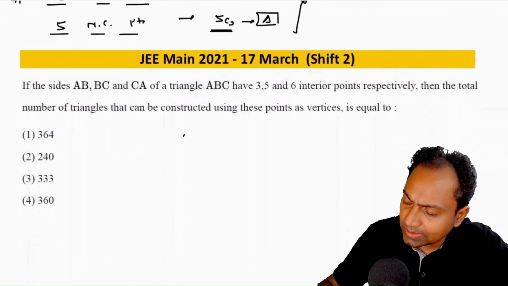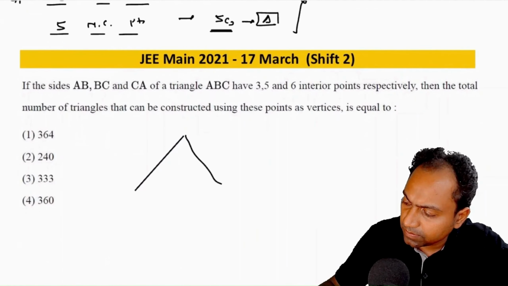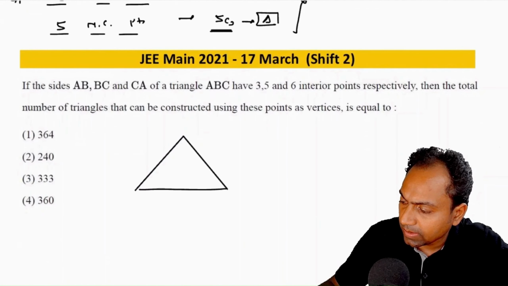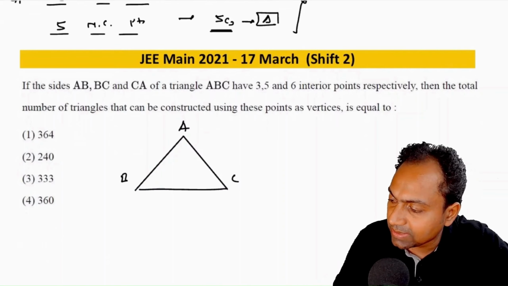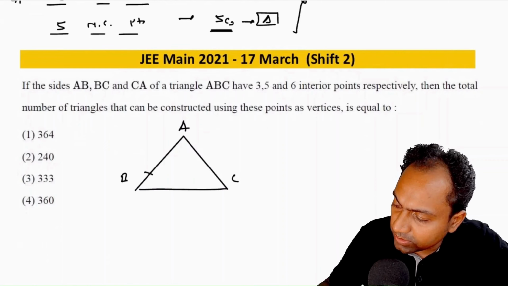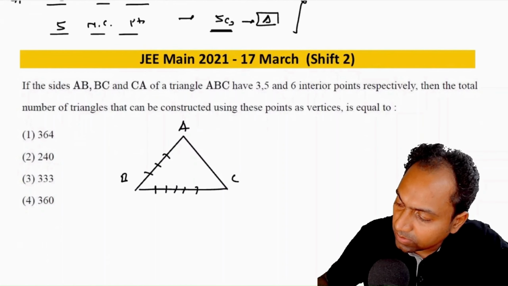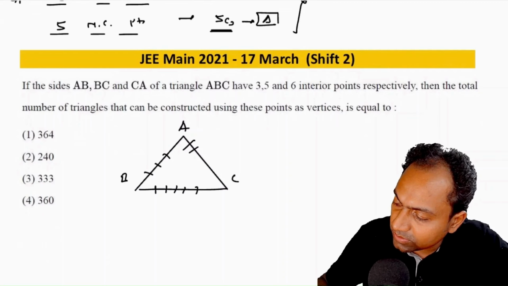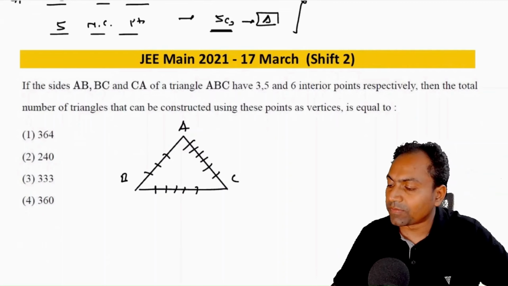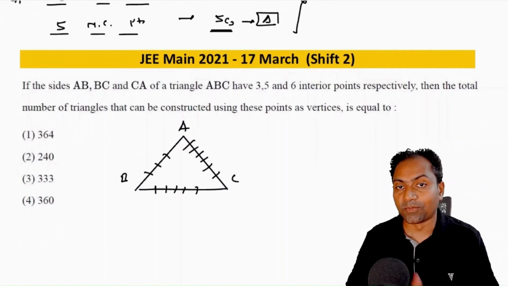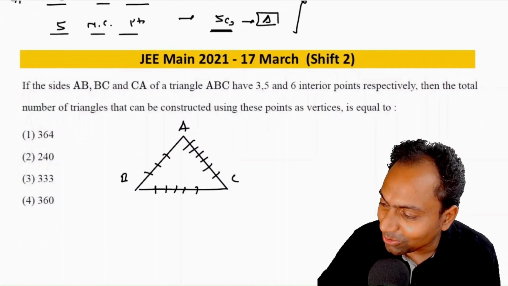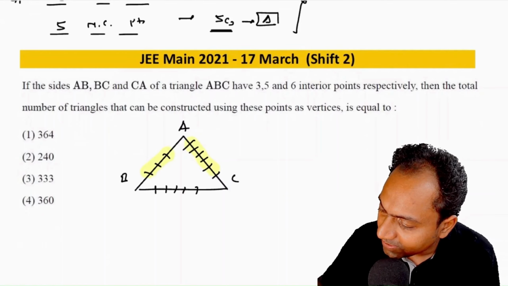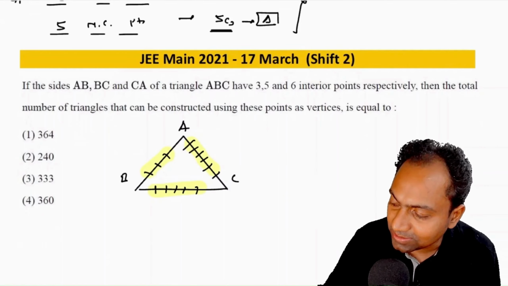What the question says is, if I draw a triangle, the sides of the triangle are AB, BC and CA. On AB there are 3 points. On BC there are 5 points. And on AC there are 6 points. Now what we have to do is, using these points, and this is very important, do not include A, B and C into the calculation. Using only these points, we need to draw triangles. How many triangles are possible?